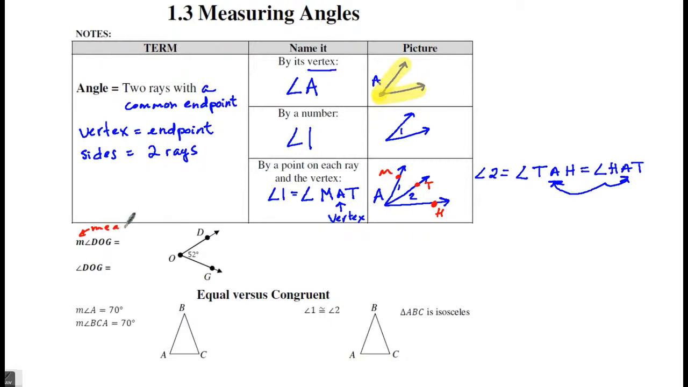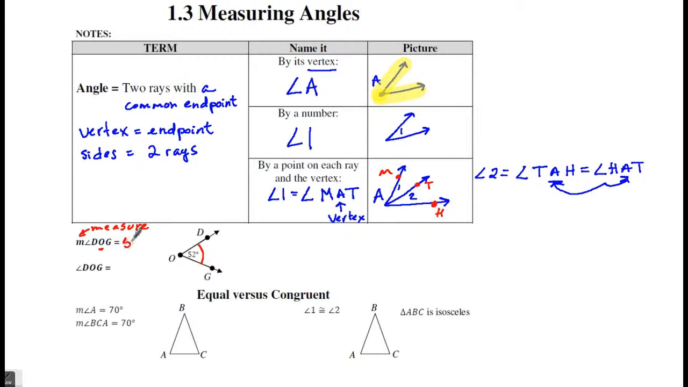So when they have the little M, they want the value. So here's DOG, and O is the center one. They're talking about this angle right here. So the measure of angle DOG is 52 degrees, so the answer would be 52 degrees. M stands for the measure, so they're asking for the value.